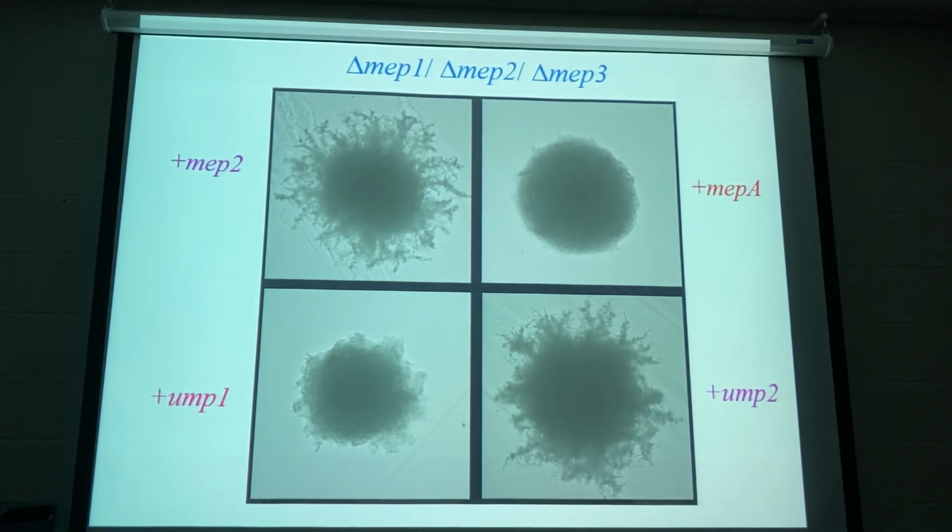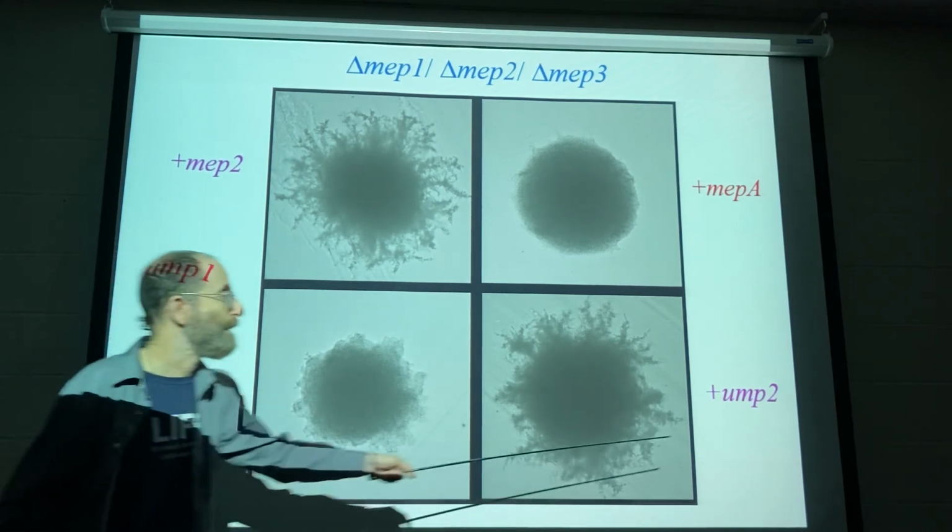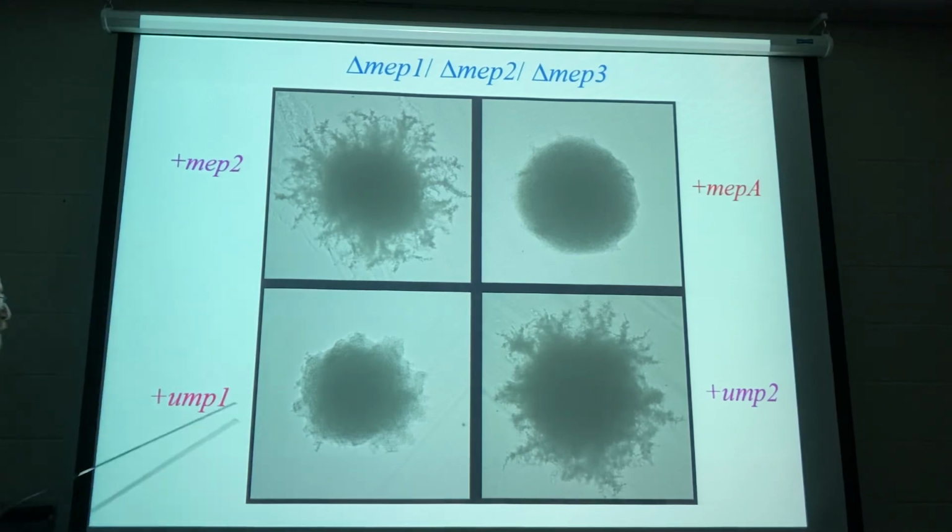Now we look at Euselago. Euselago actually has two ammonium transporters that are named UMP1 and UMP2. So UMP1, when we put that into the triple yeast mutant, does that allow the triple yeast mutant to grow on low ammonium? Yes, it does allow it to grow.